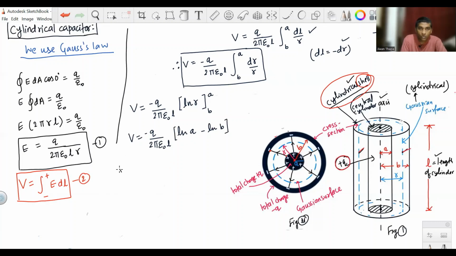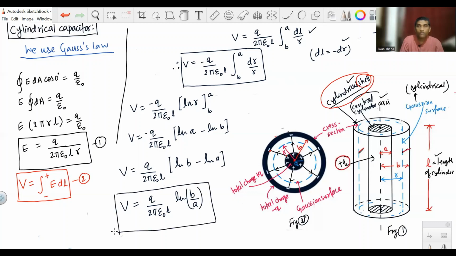So on simplifying, we can write Q by 2 pi epsilon 0 L ln B minus ln A, and we use the property of log and finally write V equals, that is potential difference, in this way, by using the property of log. Clear? So this is the expression for potential difference between central cylinder and cylindrical cell, that is two plates of the cylindrical capacitor.